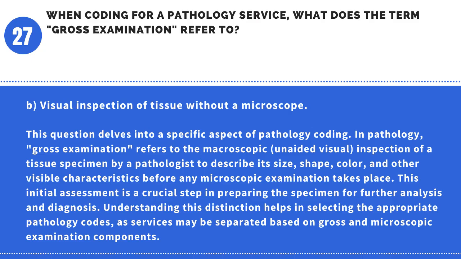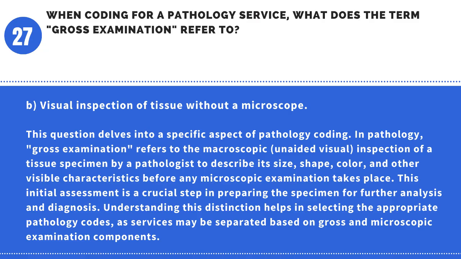In pathology, gross examination refers to the macroscopic, unaided visual inspection of a tissue specimen by a pathologist to describe its size, shape, color, and other visible characteristics before any microscopic examination takes place. This initial assessment is a crucial step in preparing the specimen for further analysis and diagnosis. Understanding this distinction helps in selecting the appropriate pathology codes, as services may be separated based on gross and microscopic examination components.